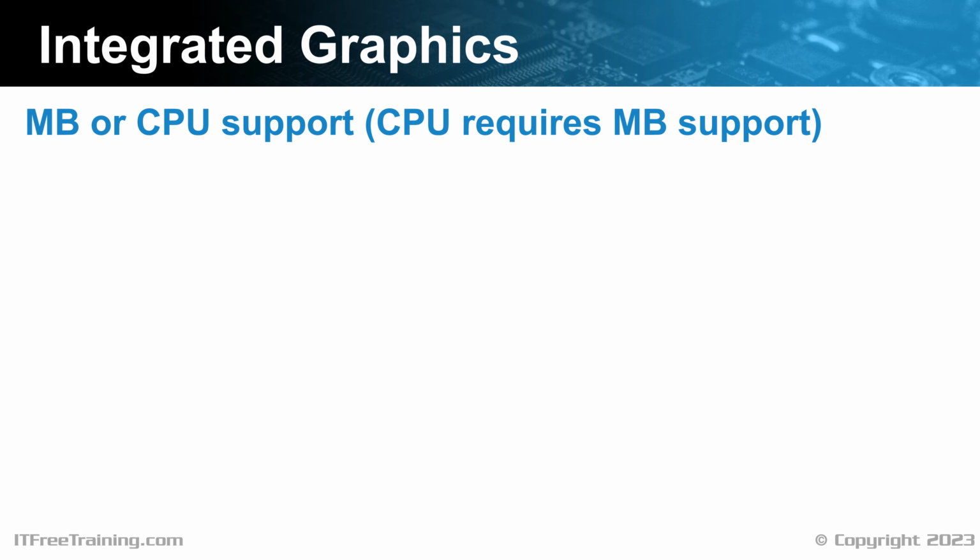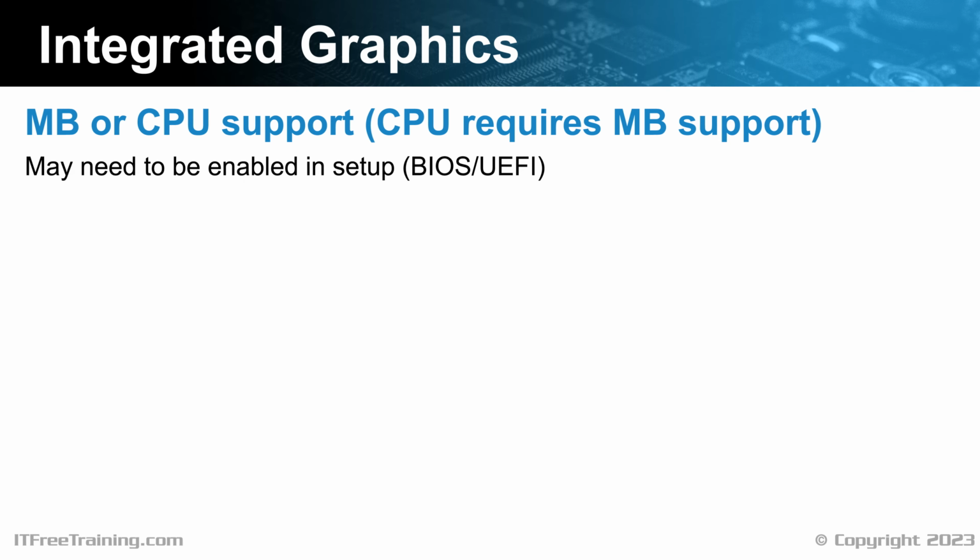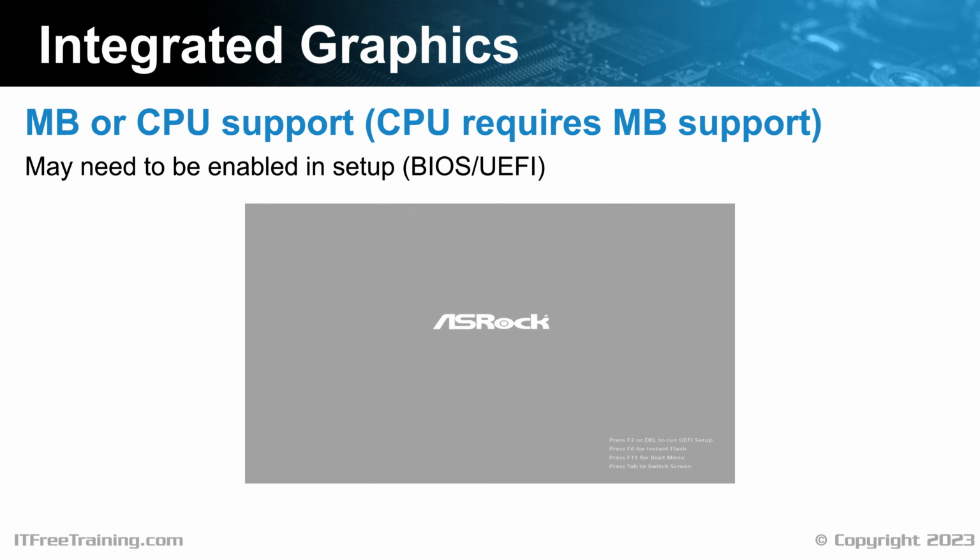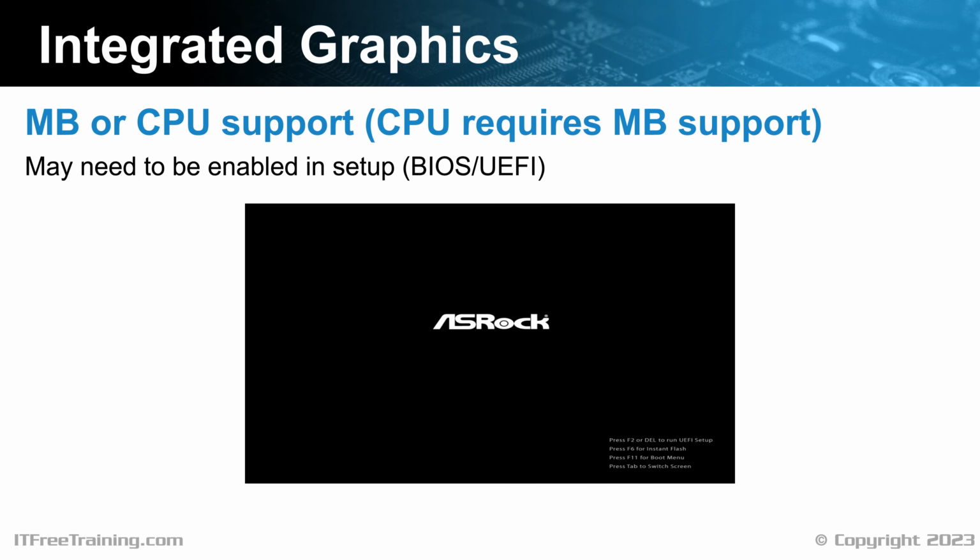In a lot of cases, integrated graphics may be disabled if you install a graphics card and will need to be enabled in the computer's setup. To do this, start your computer and enter the setup. Usually the computer will display the key that is required to enter the setup. In this case, the F2 key needs to be pressed in order to enter the setup.